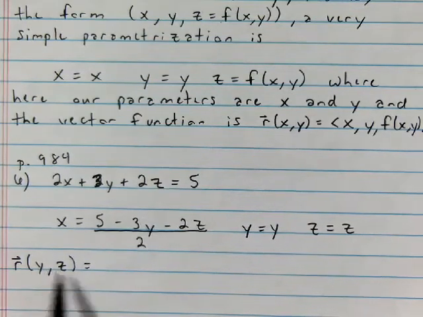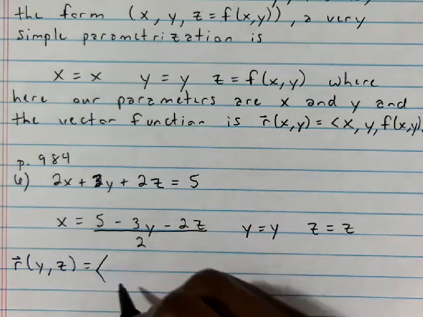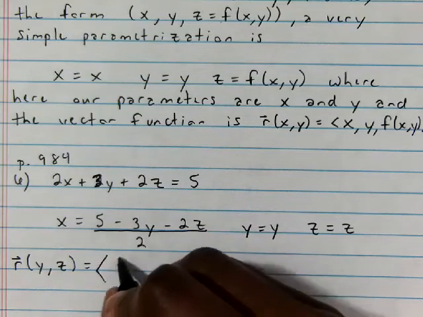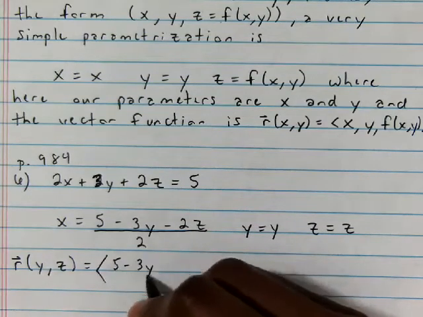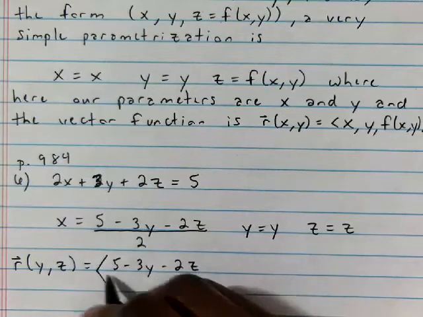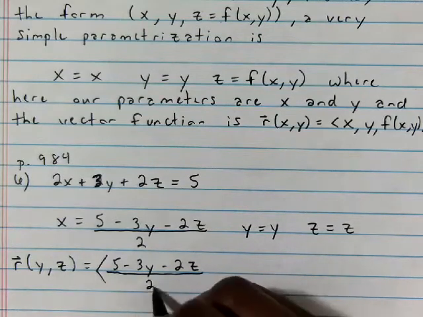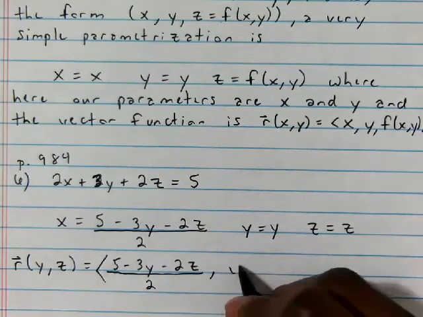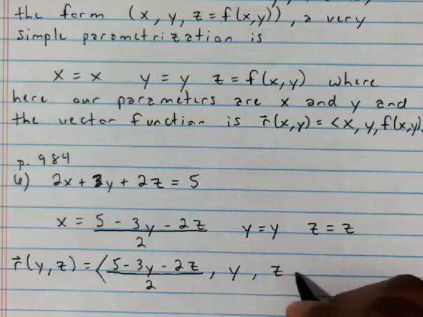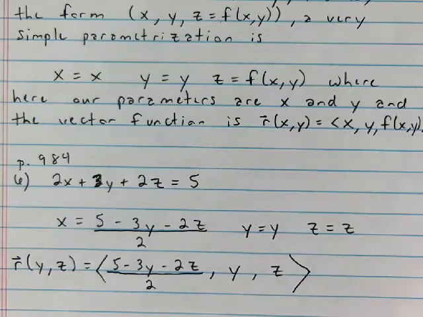Well, you see 2 there, but make sure there are only 2 variables swimming around on this right-hand side. If you have 3 variables swimming around on the right-hand side, you know you've done something wrong. So our first component is 5 minus 3y minus 2z over 2, then y, and then z. And that is the vector function for that plane.